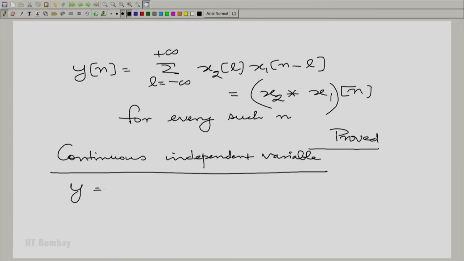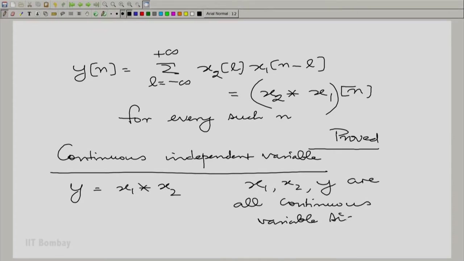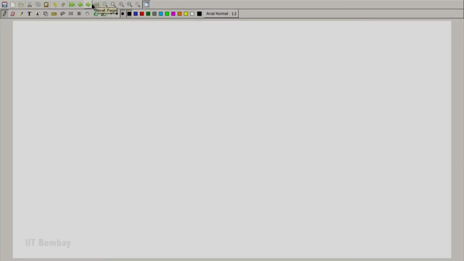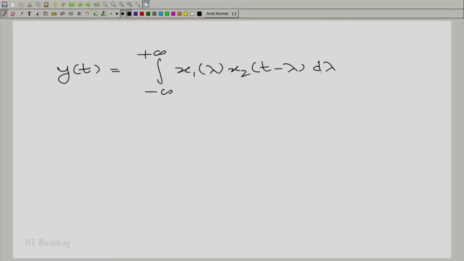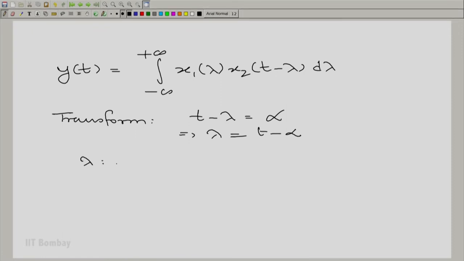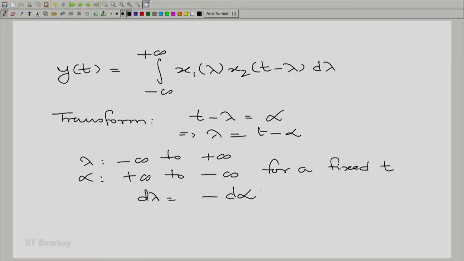Now, let us take the continuous independent variable case. Here again, let us write y is x1 convolved with x2. The only thing is x1, x2 and y are all continuous variable signals, which then goes on to say that y(t) is the integral of x1(lambda) x2(t minus lambda) d lambda running from minus to plus infinity. And we will take a cue from the discrete case and make a similar transformation of variable. Put t minus lambda equal to alpha, whereupon lambda is t minus alpha. And when lambda runs from minus infinity to plus infinity, alpha runs, now note, from plus infinity to minus infinity for a fixed t, and d lambda is minus d alpha.